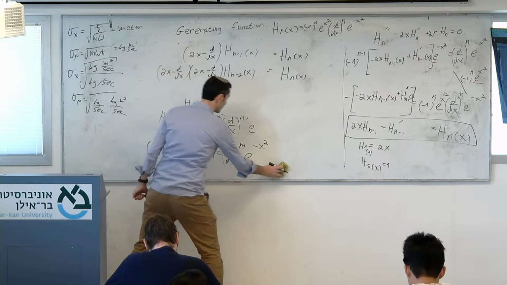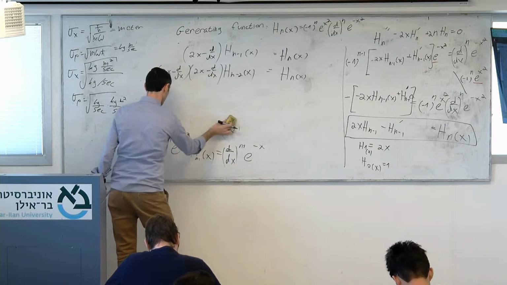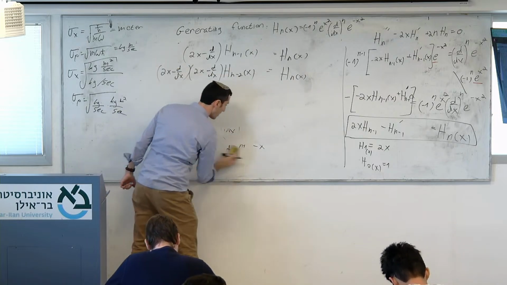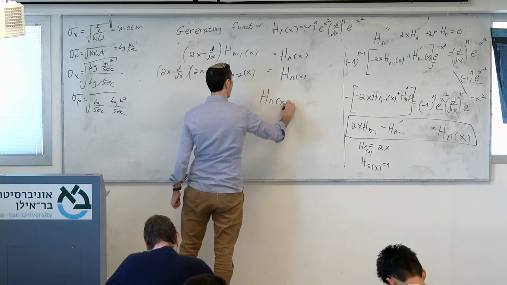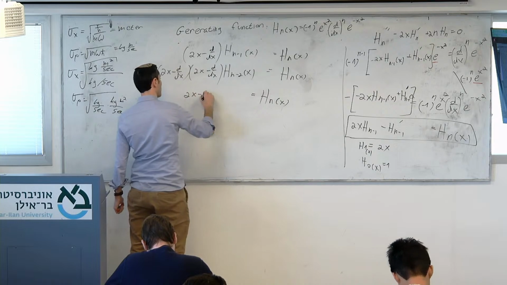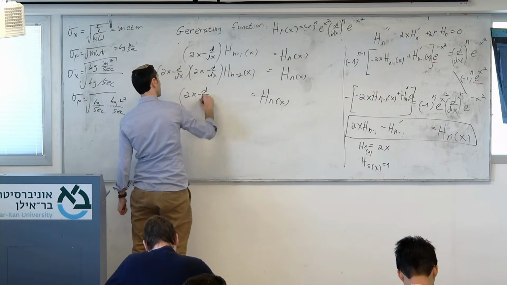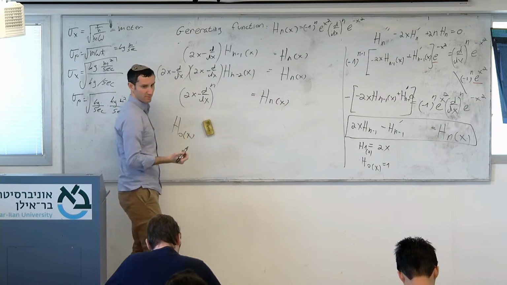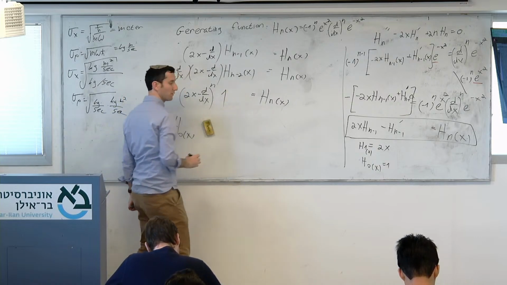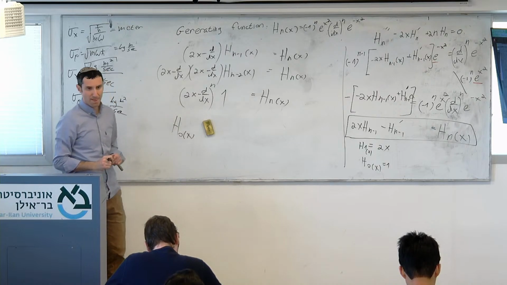Okay, I can write here that Hn of x is equal to 2x minus d/dx n times over H0 of x, right? What is H0 of x? 1.